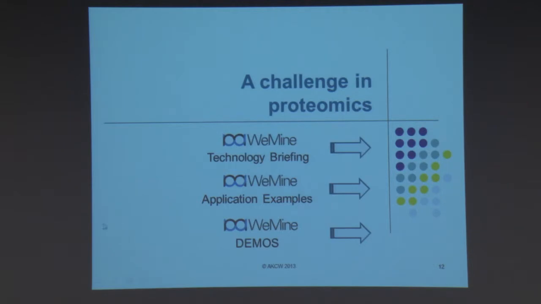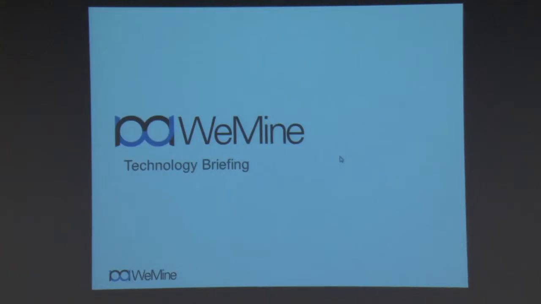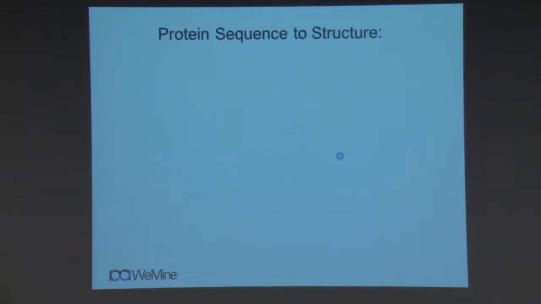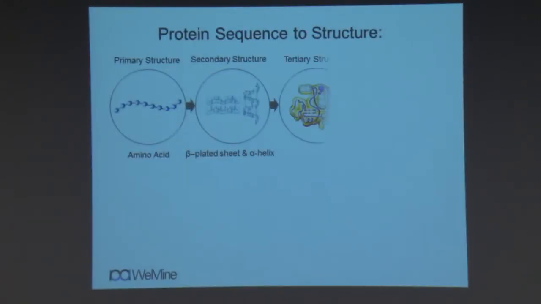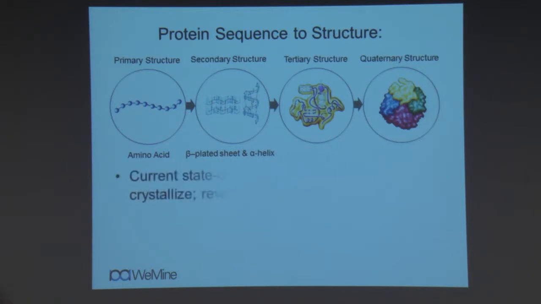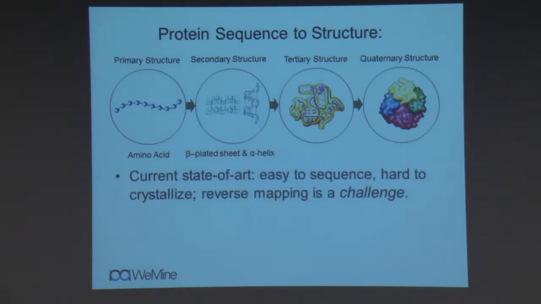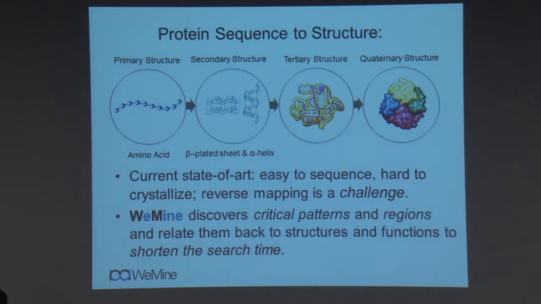Now, I want to give you a briefing of the technology behind. First, protein sequence. We all know from the primary structure to secondary, tertiary, and then quaternary. But the current state of the art is that it is easy to sequence, particularly with the new next generation sequencing machines, but hard to crystallize, and reverse mapping is very difficult from 3D going back to the primary structure. It's not so simple. So we try to discover the critical patterns and regions and relate them back to the structure and function to shorten the search process. We help biologists, not replace biology.